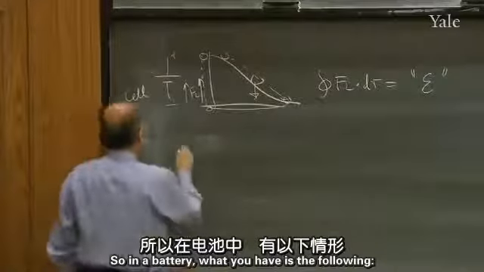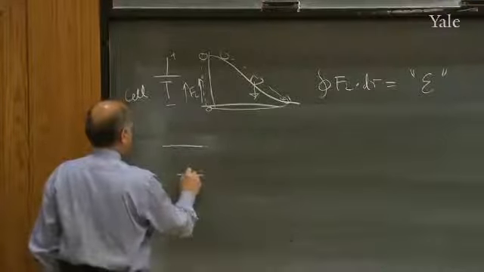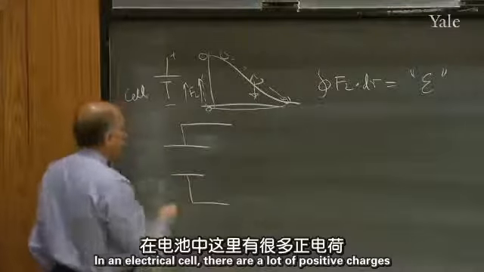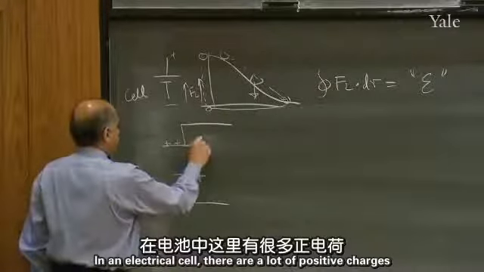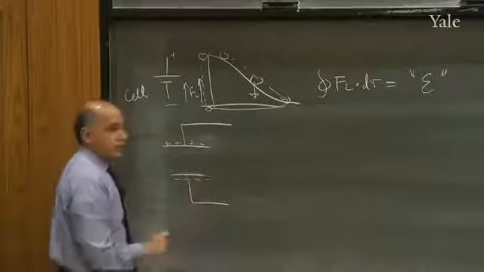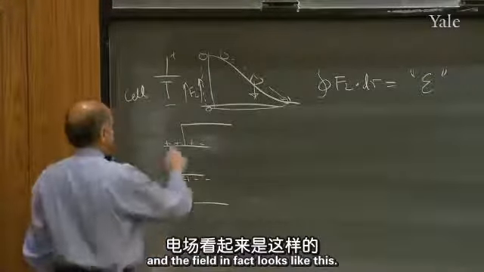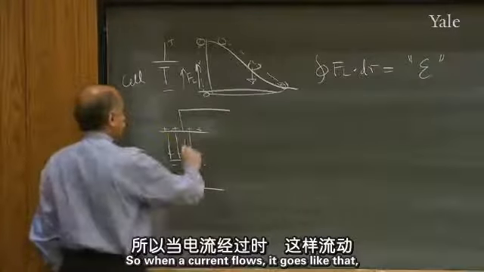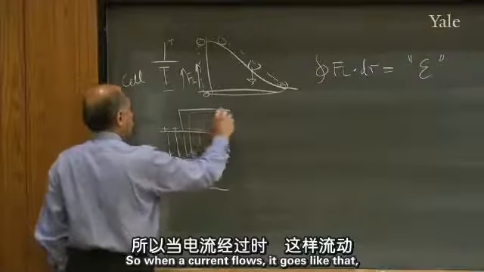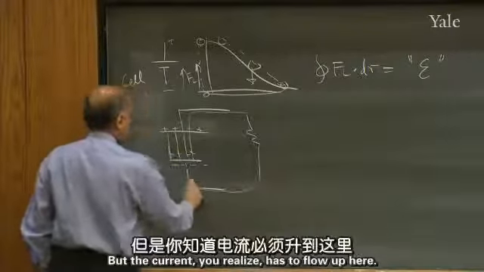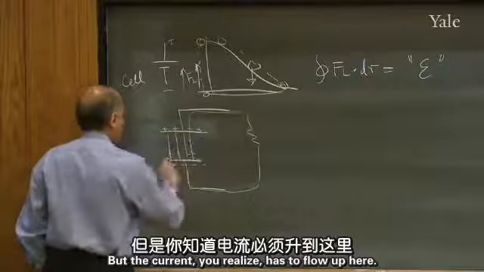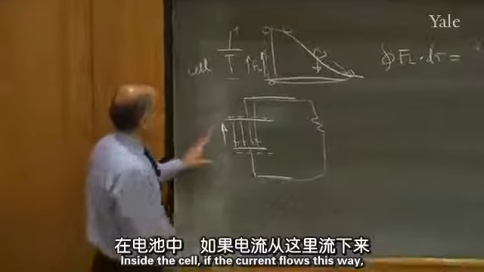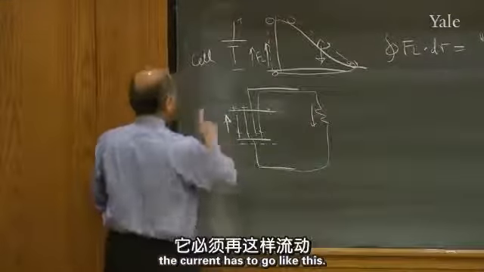So in a battery, what you have is the following. That's where you have to follow this very closely. Here's an electrical cell. In an electrical cell, you have a lot of positive charges. There are a lot of negative charges. And the field, in fact, looks like this. So when a current flows, it goes like that, goes through a resistor, comes down. But the current, you realize, has to flow up here. Inside the cell, if the current flows this way, the current has to go like this.